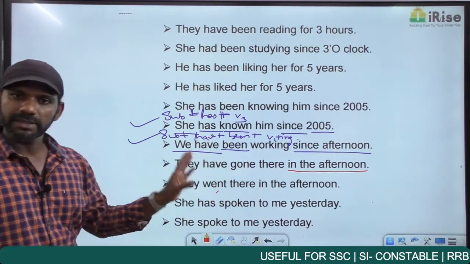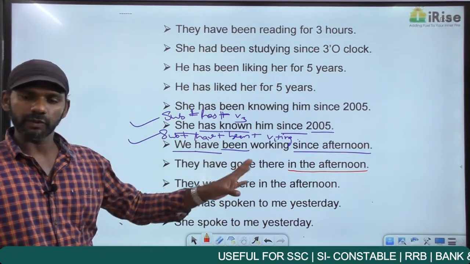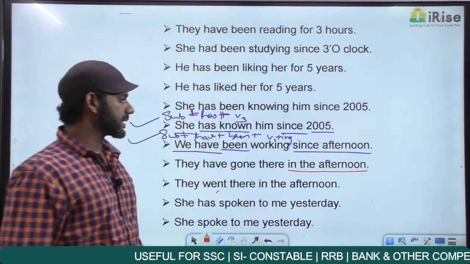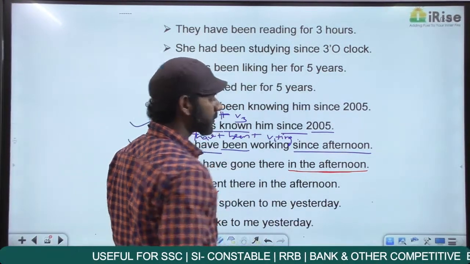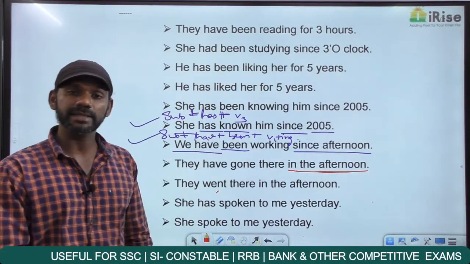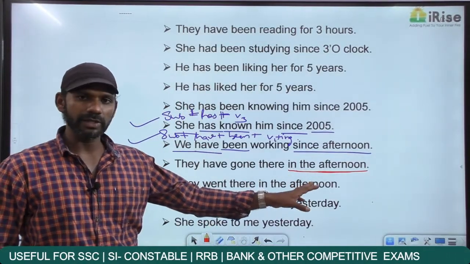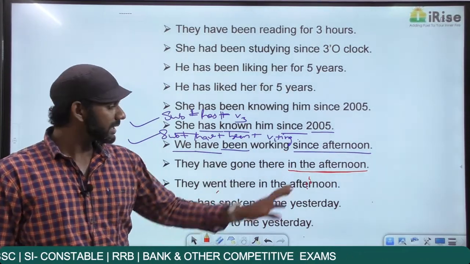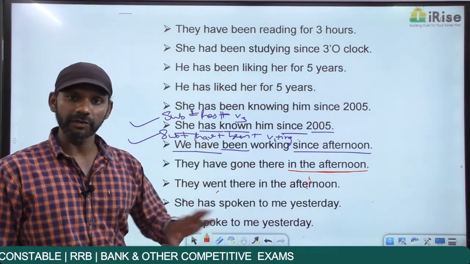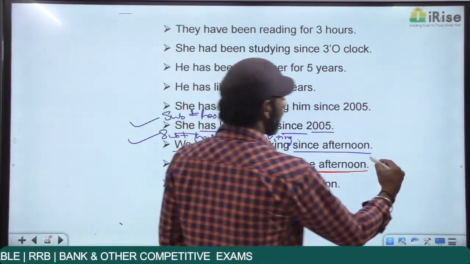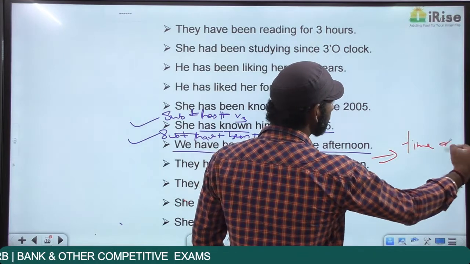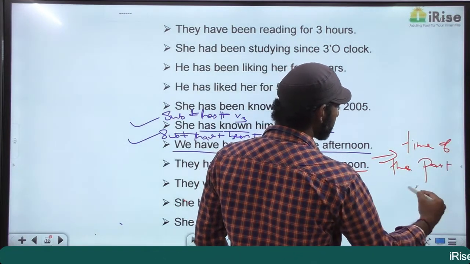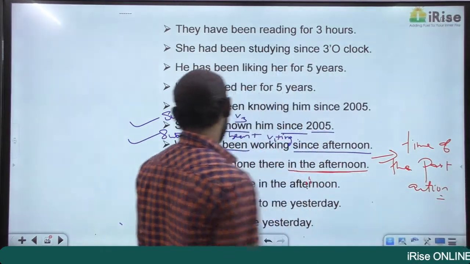Come to the next statement. They have gone there in the afternoon. Afternoon anyway cannot be a period of time. I say in this sentence, afternoon is not a point of time. The simple reason is since is not there. Afternoon is not a point of time here because since is not there. It is not a period of time anyway, and for one more reason, for is not there. In this statement, afternoon is the time of the past action.